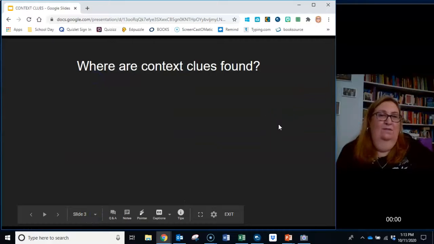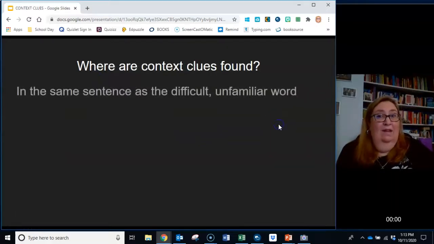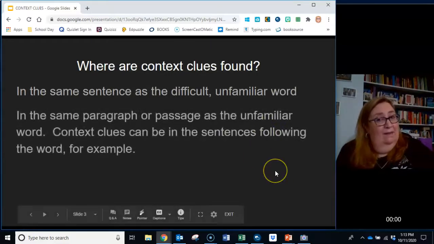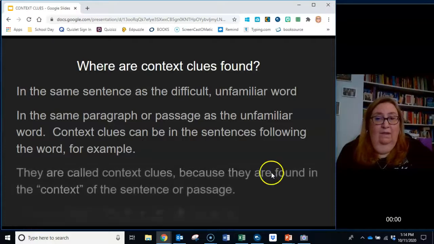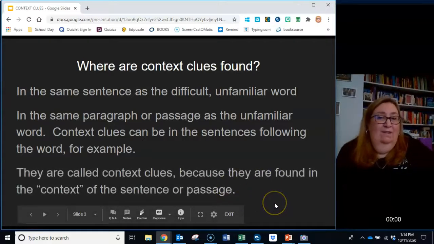So where are context clues found? Well, they can be found in the same sentence as the difficult word or the unfamiliar word. They can be found in the same paragraph or passage as the unfamiliar word. Maybe they're not in the same sentence, but they're in the surrounding sentences. Context clues could be in the sentence following the word, for example. They're called context clues because they're found in the context of the sentence or the passage.